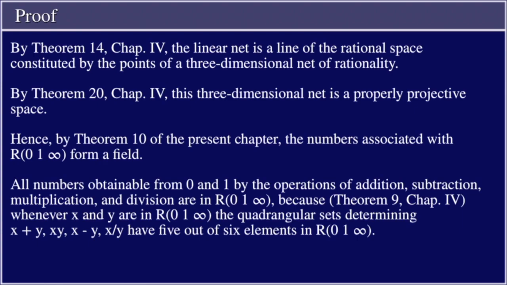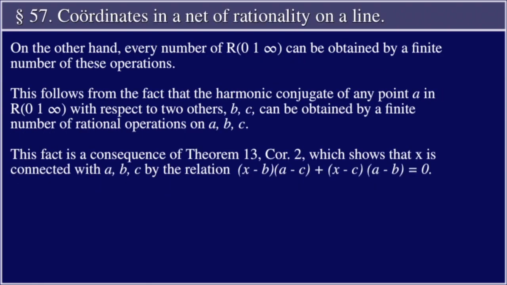All the numbers obtainable from 0 and 1 by the operations of addition, subtraction, multiplication, and division are in R(0, 1, infinity). Because, by Theorem 9 of Chapter 4, whenever x and y are in R(0, 1, infinity), the quadrangular sets determining x plus y, xy, x minus y, x divided by y, have 5 out of 6 elements in R(0, 1, infinity).